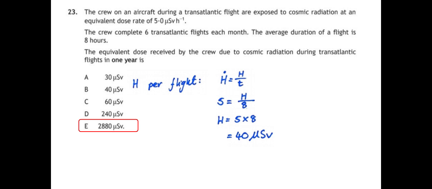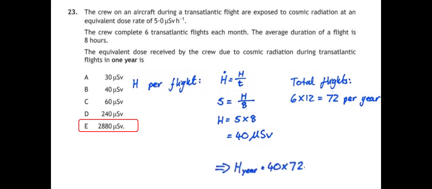How many flights do they complete in a year? Well, it says that they do 6 transatlantic flights each month. So 12 months in a year, there will be 6 times 12 flights in a year, which is 72 flights per year. So if we know each flight accumulates 40 microsieverts of equivalent dose, and there are 72 of these flights per year, then the equivalent dose for the year will be 40 microsieverts multiplied by 72 flights, which is 2,880 microsieverts, which is answer E.